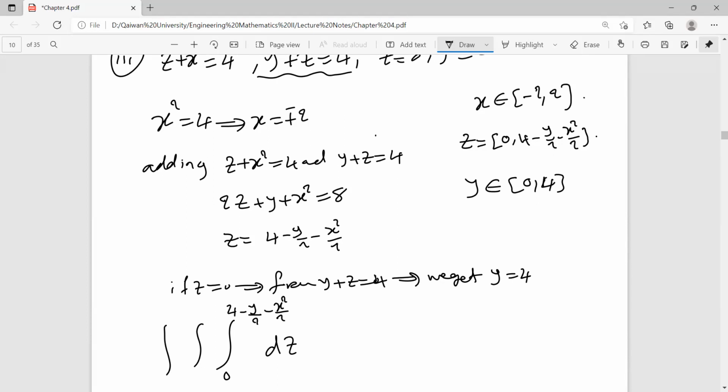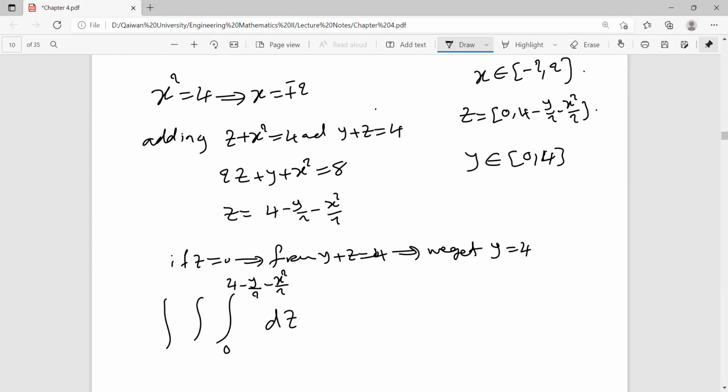It could be x or y. Both are possible to be the second one because both lower and upper limits for each x and y are constants. Let's take y. It's from 0 to 4. This is dy. Then from -2 to 2. That's for x.